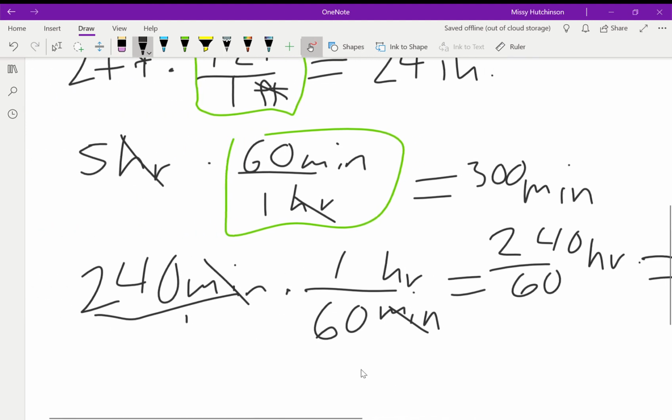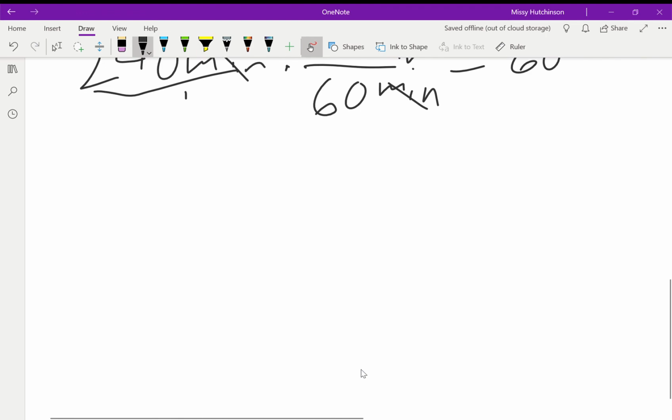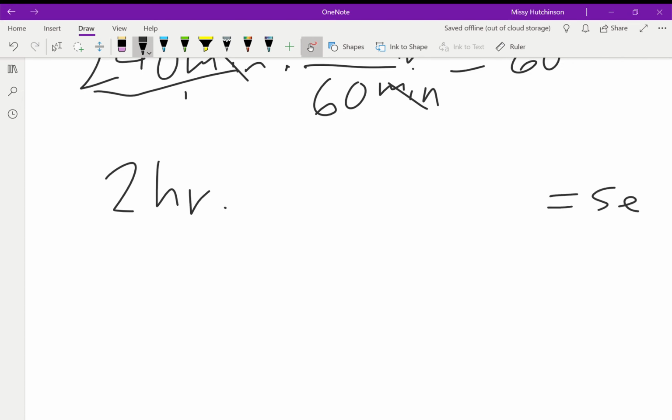We can do this any number of times. So if I start with 2 hours, we'll use hours again. And this time I want to go to seconds. My goal is to have seconds over here on the right-hand side. I'm going to start by multiplying by the ratio I know is equal to 1, and that will get me to the next smallest unit that I know. I know 1 hour is 60 minutes.